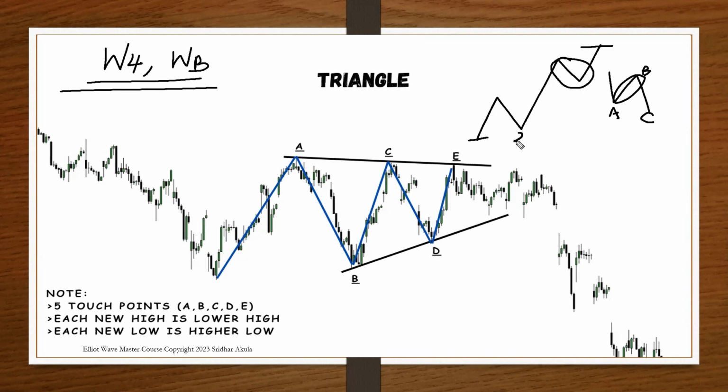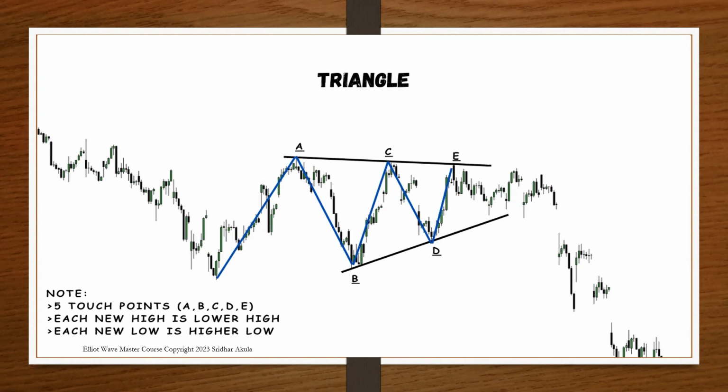Your wave 2 here is not as complex as wave 4. Wave 4 can be any complex correction. Similar to that, even wave B can be any complex correction. Corrections themselves have many forms, but complex corrections happen only in wave 4 and wave B. Triangle is one form of a complex correction, but it is a high probability setup, HPS. It is a high probability setup.